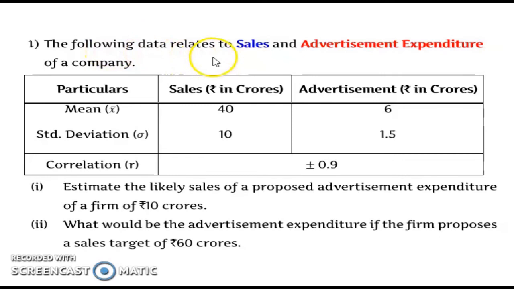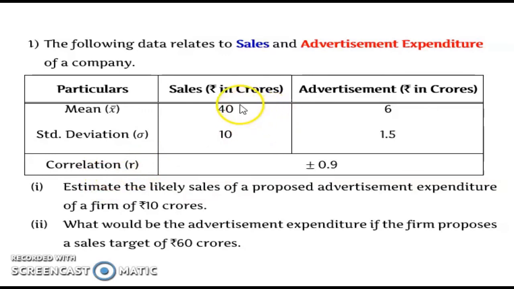The following data relates to sales and advertisement expenditure of a company. Here they have given data related to the sales and advertisement expenditure of a company. Then here there are some statistical values. So there are 3 columns, one with respect to sales and advertisement, and in particular columns we have 3 statistics. One is mean, arithmetic mean value, then standard deviation, sigma, then correlation coefficient, which is r, right?